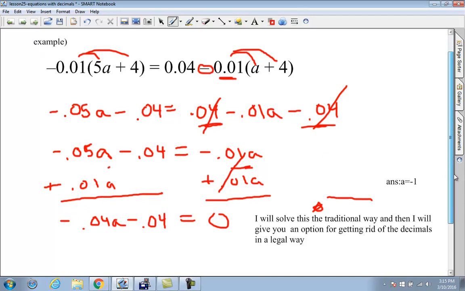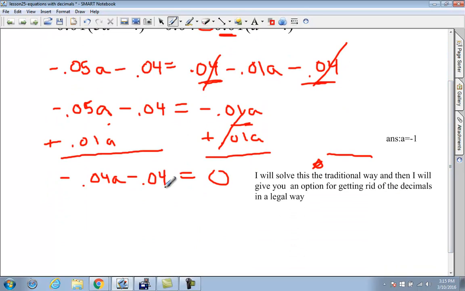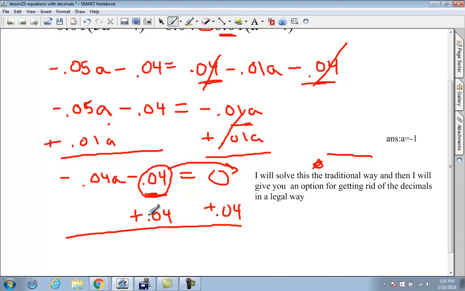And then the final frontier, letters on the left, numbers on the right, right? So I'd like to take the negative 0.04 and chuck it across the equal sign, but I can't just chuck it. I have to do the right procedure. So if it's negative, opposite is adding. So we'll add 0.04. That's called the addition property of equality. So we'll add 0.04 to the other side of the balance. Negative 0.04 and positive 0.04 cancel, which we want to happen. So here we have 0.04. On this side of the scale, we have negative 0.04a.